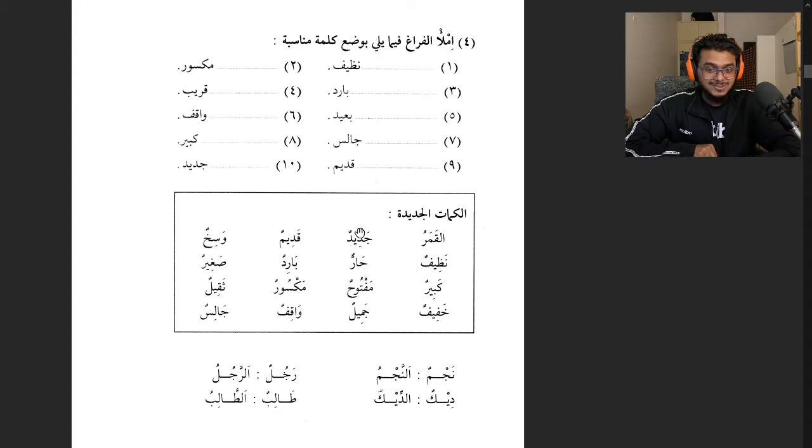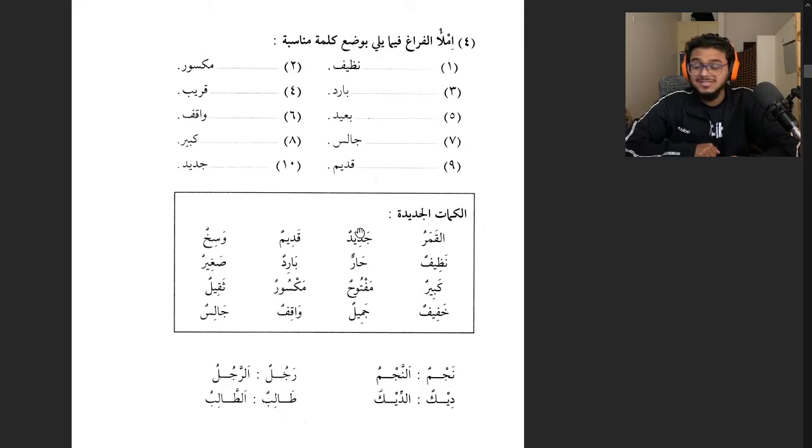Huwa rajulun jadidun. He is a new man. Does that sentence make sense? Do you use this? Do you have this usage often? He is a new man, or he is a new woman. I think you got it right.